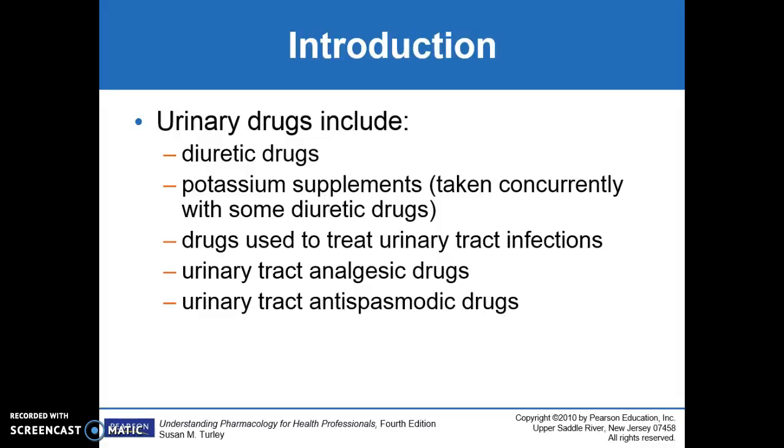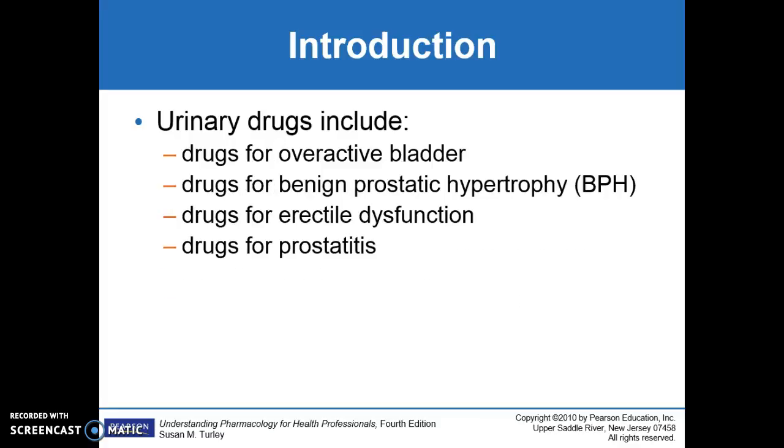Some of those drugs include diuretics, potassium supplements, and we'll talk a little bit more about that. They kind of go hand in hand with the diuretics. We're going to talk about drugs used to treat UTIs. We're going to talk about analgesic type of drugs. We're going to talk about drugs that have antispasmodic effects. We're also going to talk about drugs that treat overactive bladder, even BPH, benign prostatic hypertrophy, and erectile dysfunction, and prostatitis. So everything that deals with the urinary tract is covered in this particular chapter.